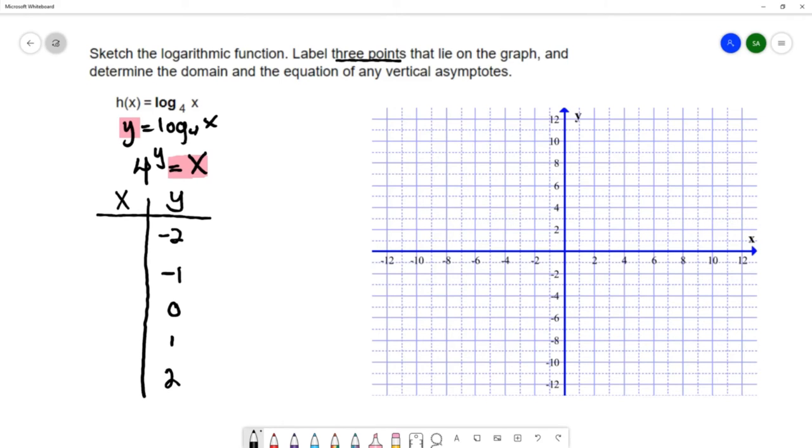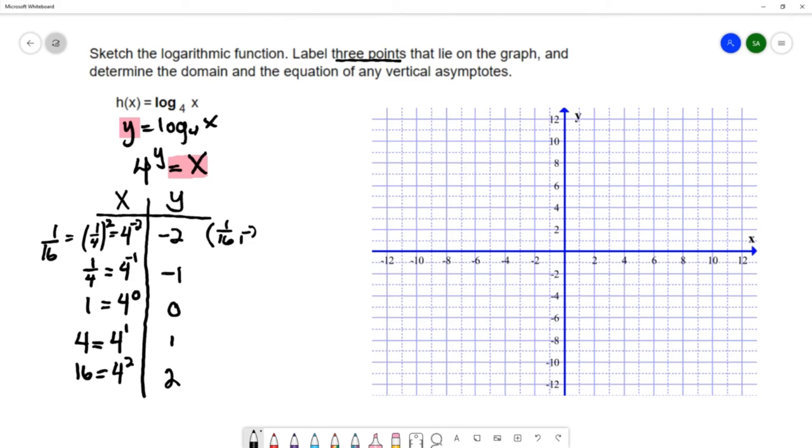We'll substitute these into the equation 4 to the y. I'm going to start down here where the values are a little bit easier to simplify. 4 to the first power will be 4. 4 to the second power will be 16. 4 to the 0 is 1. 4 to the -1 is 1/4, because I'll use that negative in the exponent to tell me to find the reciprocal of the base. And 4 to the -2 will be 1/4 squared, which is 1/16. This gives me a set of ordered pairs: (1/16, -2), (1/4, -1), (1, 0), (4, 1), (16, 2).